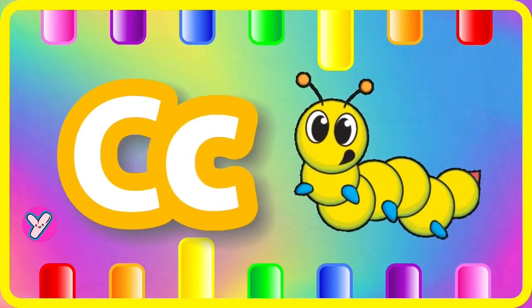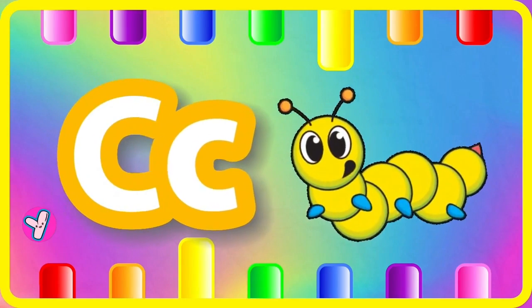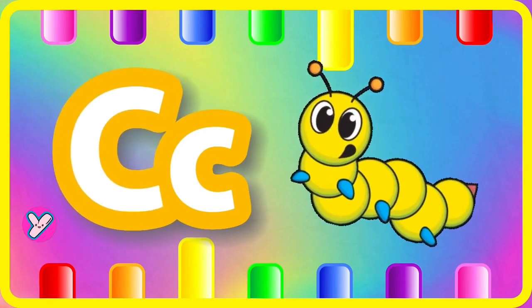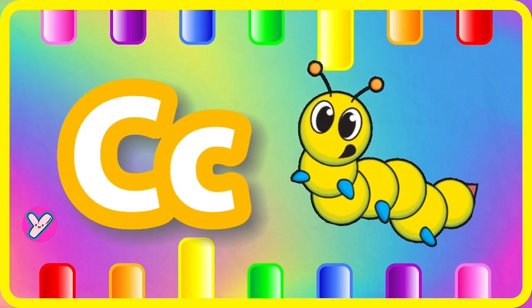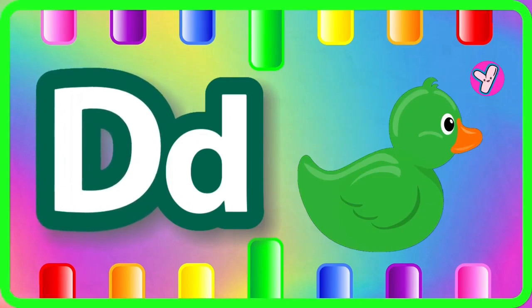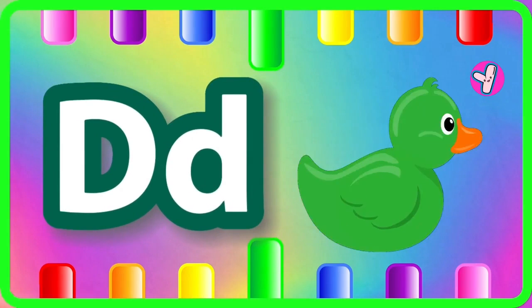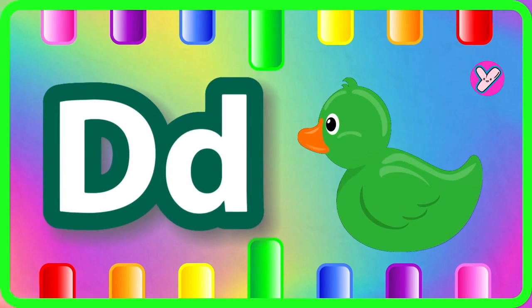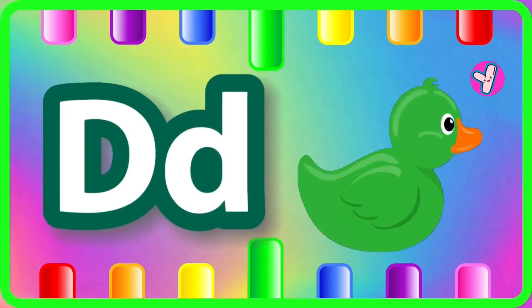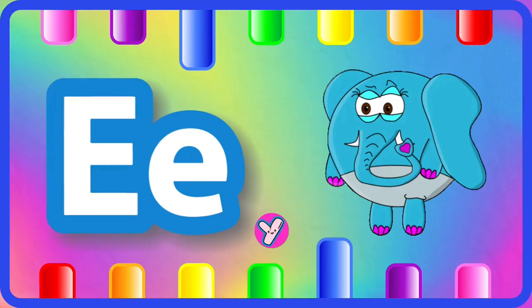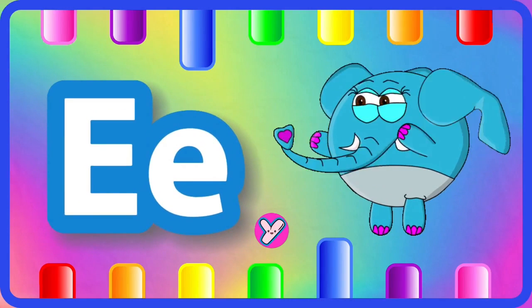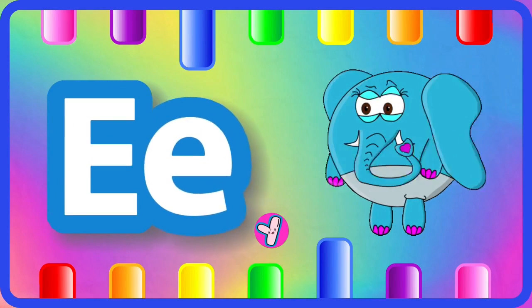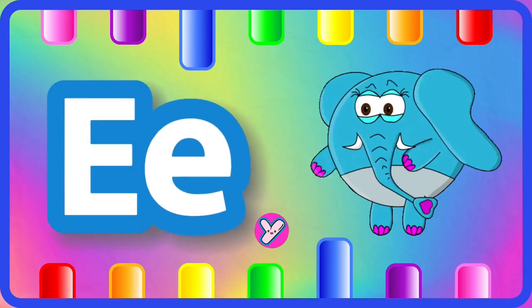C is for caterpillar, caterpillar. D is for dog, dog. E is for elephant, elephant.